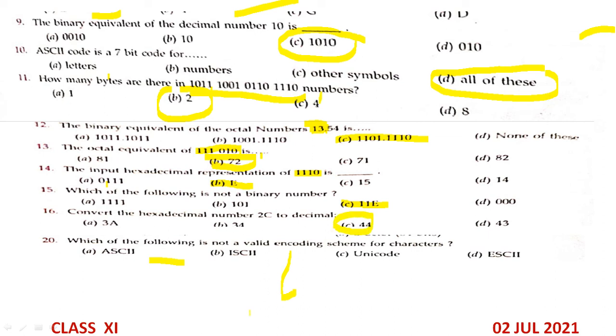Which of the following is not a valid encoding scheme for characters? We know ASCII. ASCII is the American Standard Code for Information Interchange, a 7-bit code which represents letters, numbers, and all other symbols. ISCII is the Indian Script Code for Information Interchange, used for Indian languages. Unicode is a universal code to represent multiple languages across the world. We can represent the characters with these, whereas ASCII is not, what you can say, a valid encoding scheme. Therefore, your answer will be D.